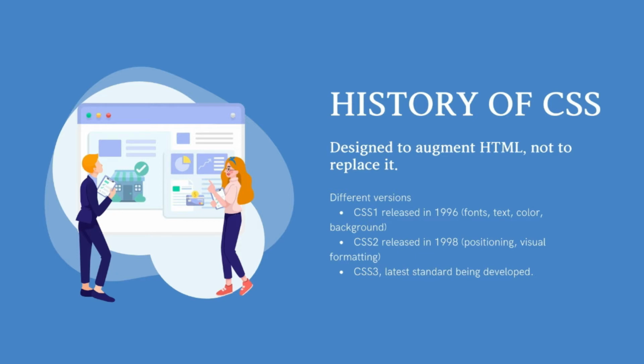Different versions of CSS. CSS1 was released on December 17, 1996, where font, text, color, and background were added in the features. And CSS2 was released in 1998, where positioning and visual formatting were added in the features. CSS3 is the latest standard being developed, starting on June 22, 1999, where color profiles, multi-column layout, and page media were added in the features.